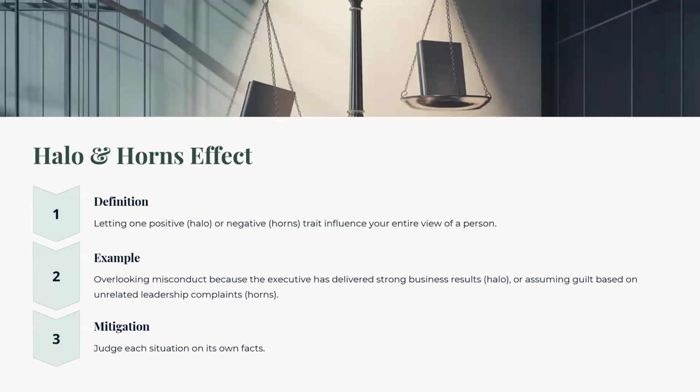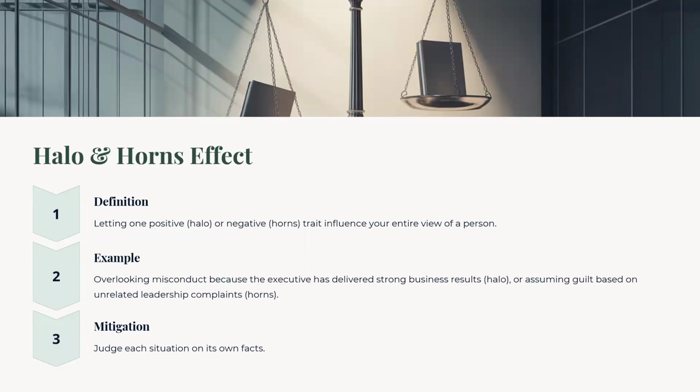The halo and horns effect is also a common one that comes up in these executive level or senior level investigations. That's letting a positive trait, known as the halo, or a negative trait, known as the horns, influence your entire view of a person. And so you may be encouraged to overlook misconduct because the executive has delivered strong business results, and that's the halo effect. Or it may be assuming guilt based on unrelated leadership complaints. And so this may be a leader who's been complained about before, and you may assume that they're guilty based on those past complaints. The tip here is that we really want to judge each situation on its own facts.